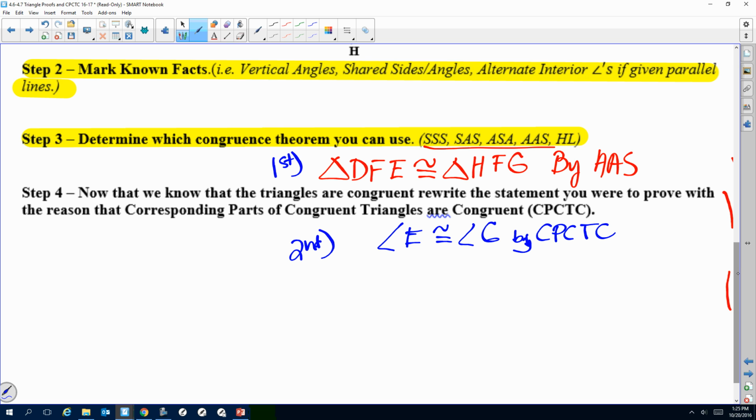So on the last step, step 4, whenever you have that the triangles are congruent, you're going to restate the statement using your CPCTC.